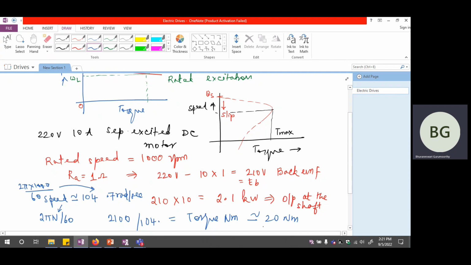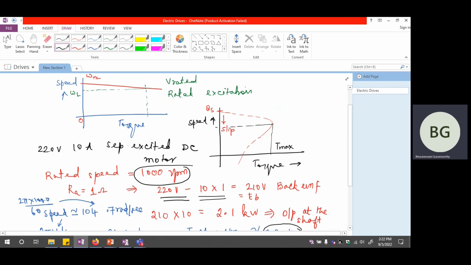So what I'm trying to get at is if I apply 220 volts to the separately excited DC motor at rated excitation, and if the machine is drawing a current of 10 ampere, then it would be developing a torque of 20 Newton meter and simultaneously running at a speed of 1000 RPM. So this essentially indicates that the operating point of the DC motor is fixed as long as the voltage and current are fixed. I cannot vary that at all.